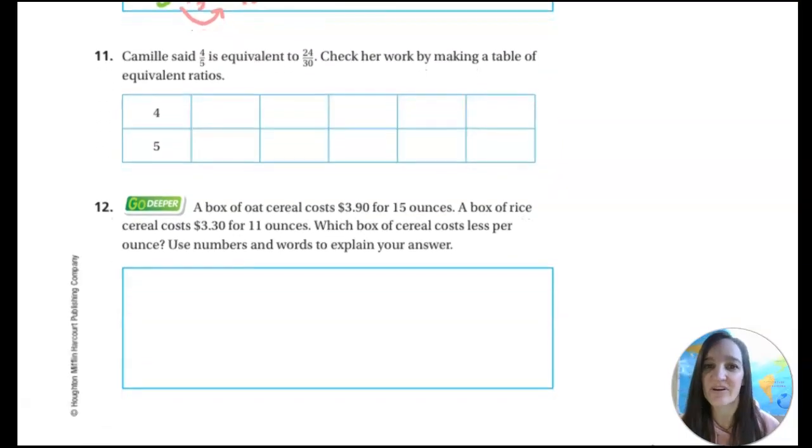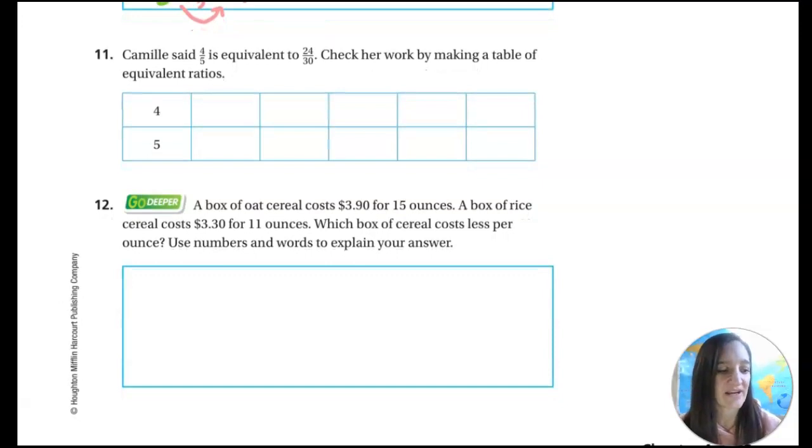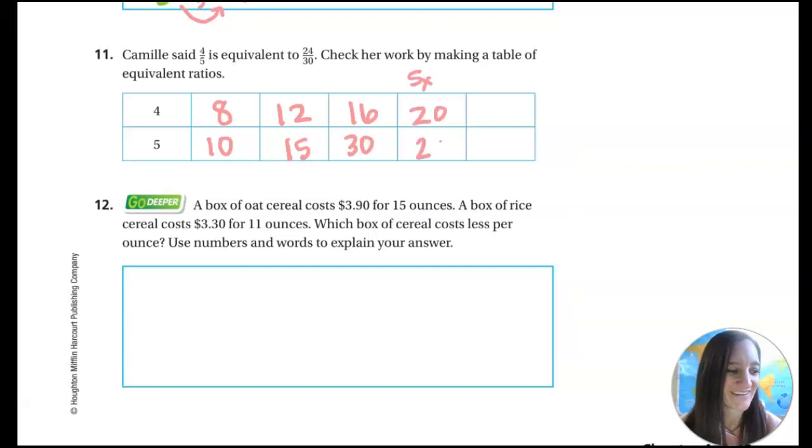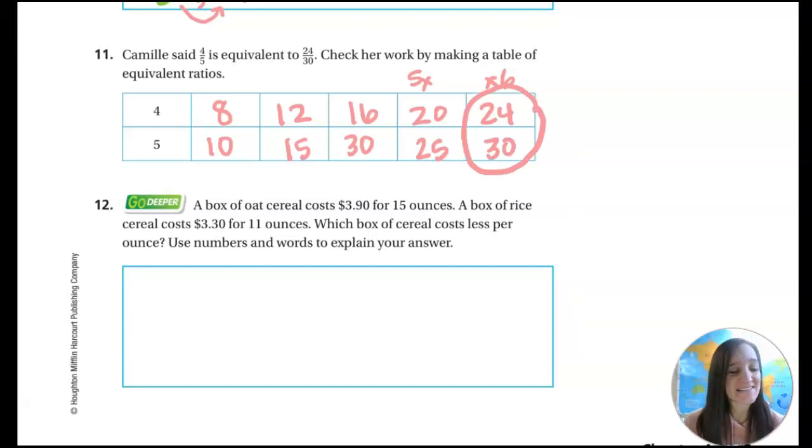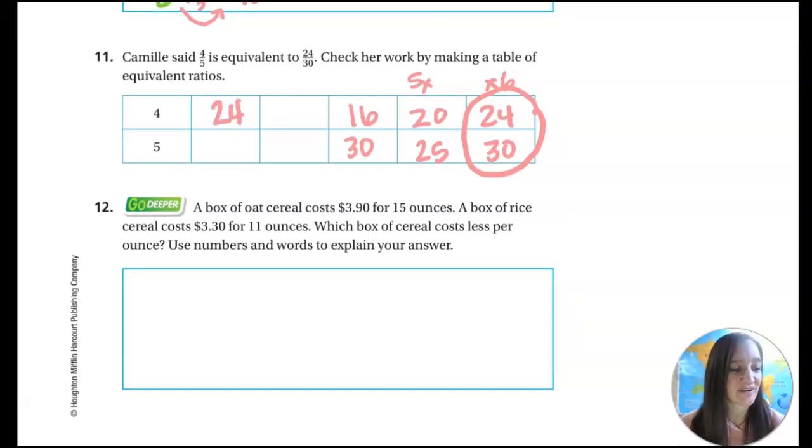Camille said 4/5 is equivalent to 24/30. Check her work by making a table of equivalent ratios. All right, so I can double them. Then I can triple them. Then I can quadruple them. Then I don't know what 5 times is. Times them by 5, times them by 6, and booyah, they are equivalent. Now, honestly, I probably could have just from the start been like, oh, look, I need to get to 24, so I'm going to times by 6. Well, then I need to times bottom by 6. Booyah, equivalent that way as well.